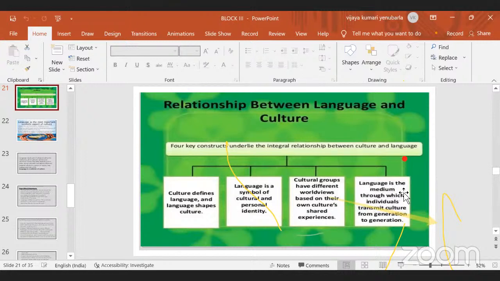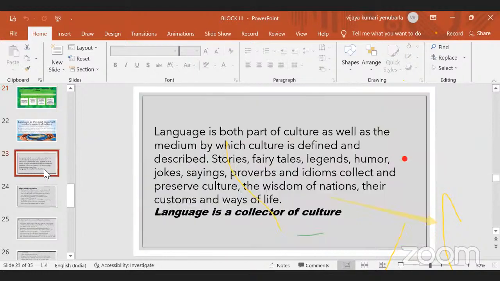Remember, language is the medium through which individuals transmit culture from one generation to another generation. Obviously, through language we are preserving our culture. We are passing it on from generation to generation. Another idea is that language is a collector of culture. Collector means you collect everything. So how are you able to collect the entire culture?